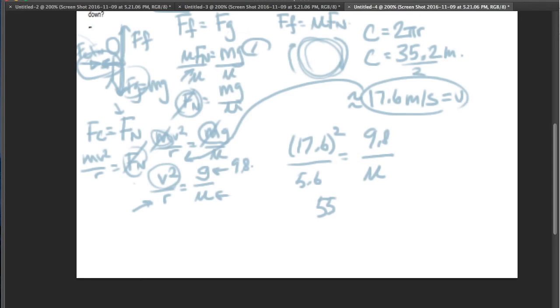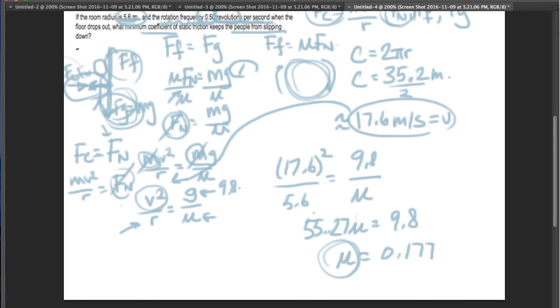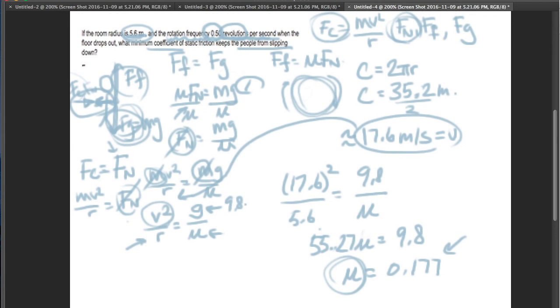You can see that this works out to about 55 times mu is equal to 9.8. My bad, I need to be careful with that. So we can divide 9.8 by this 55. We get that mu, or the coefficient of static friction, is equal to 0.177. And since this is just a coefficient, there are no units for it. So in order to keep the people in this rotor machine from slipping downwards, with a force of friction counteracting the force of gravity, we need a coefficient of 0.177 in order to keep the people in place.